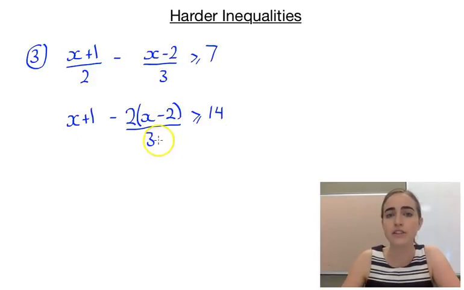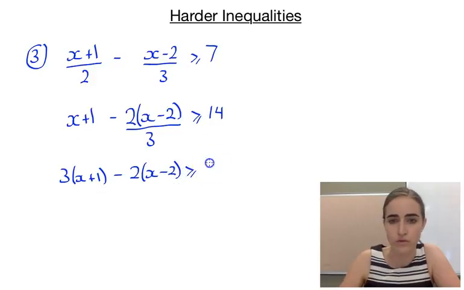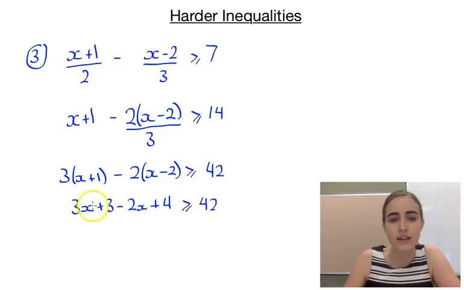Then to get rid of this 3 in the denominator, we multiply everything by 3. So we have 3 outside of x plus 1, minus 2 outside of x minus 2, is greater than or equal to 42. Now if we expand this side out, we have 3x plus 3 minus 2x, and minus 2 times minus 2 gives us a plus 4, is greater than or equal to 42. Collect like terms: 3x minus 2x leaves us with x, and 3 plus 4 gives us 7, greater than or equal to 42. Then subtract 7 from both sides, so x is greater than or equal to 35.